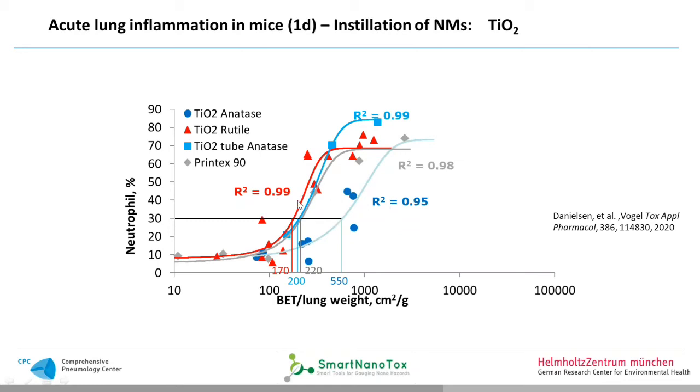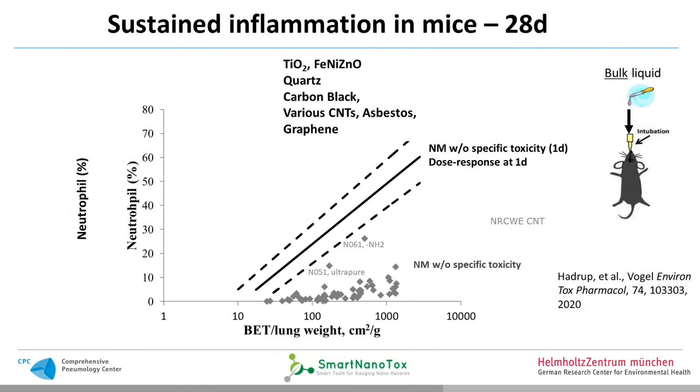But overall, they're within a factor of 3. If you look at the numbers here, you have 200 square centimeters per gram, and anatase is like 550. So it's a factor of 2.5 to 3. This is what I would call still within one class of toxicity.